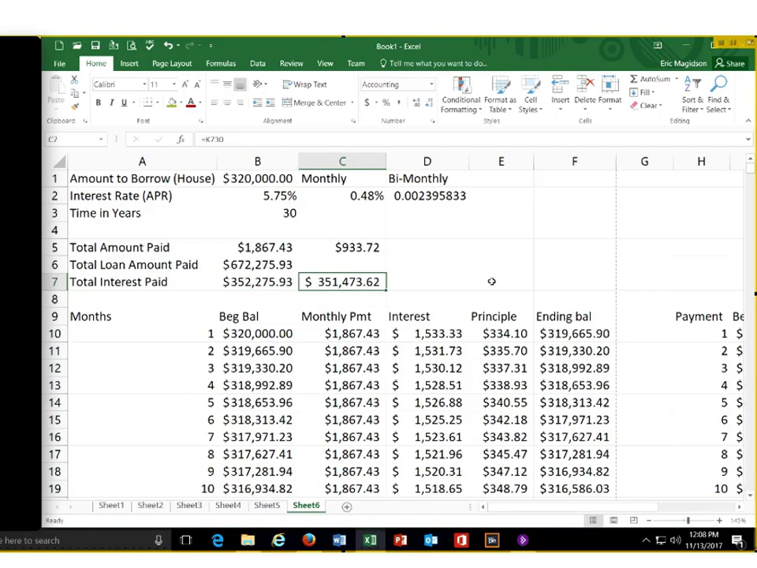Now, the bank told us we were going to save interest. Were they correct? How much did we save? We take this equals what? B7 minus C7. We saved $800 in interest. The bank didn't lie to us, right?